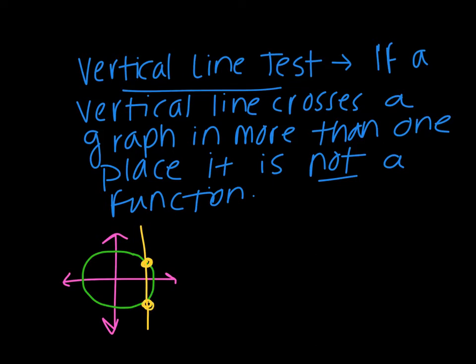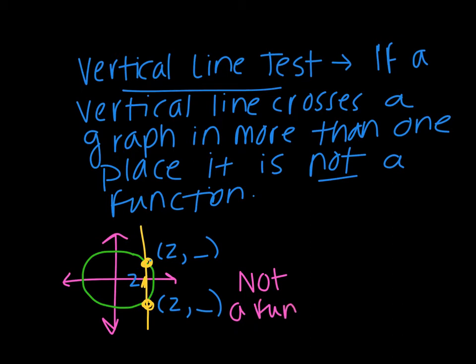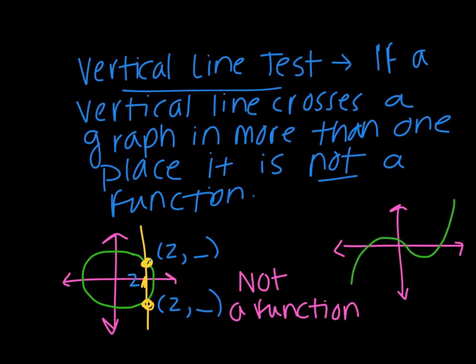That means that this input, let's say that the x value here is 2, would have two different outputs associated with it. 2 would match up with two different points, so that would make it not a function. So if you can draw a vertical line and it touches more than once, it is not a function. So something like this, if this were my function, if I draw a vertical line through it, it only crosses once, so this is a function.